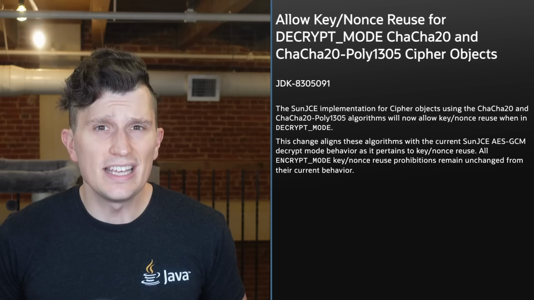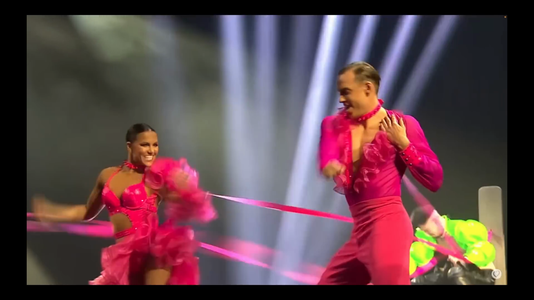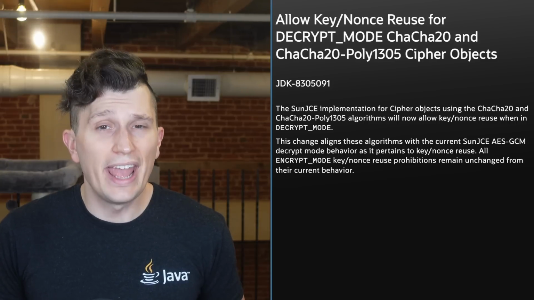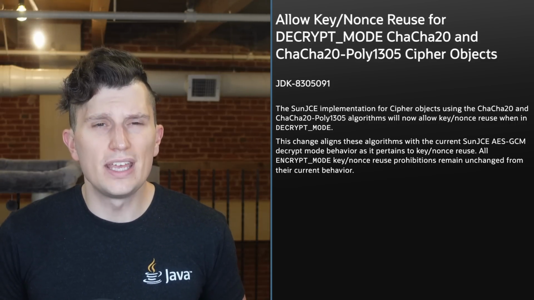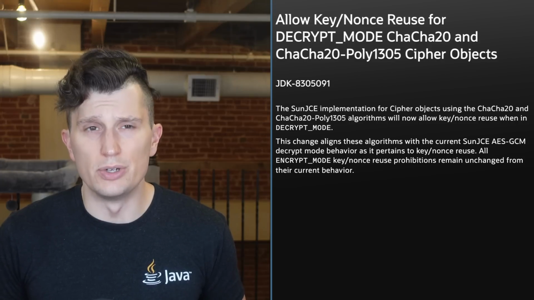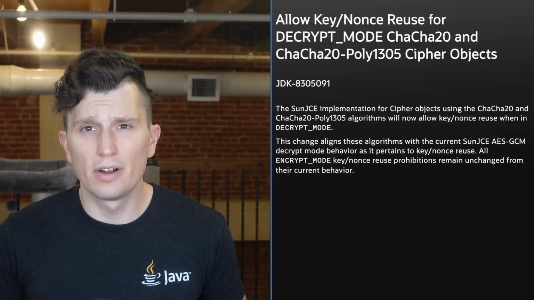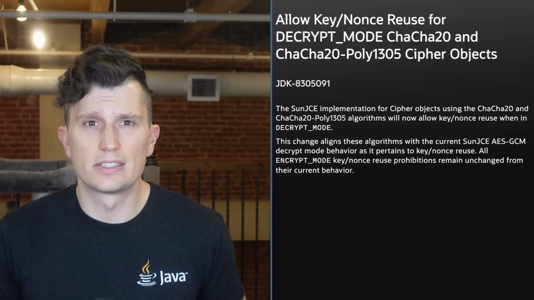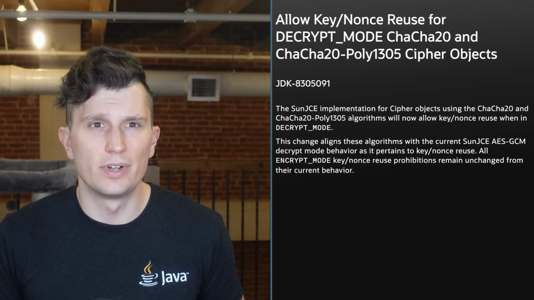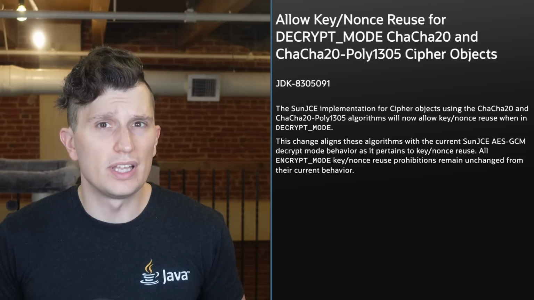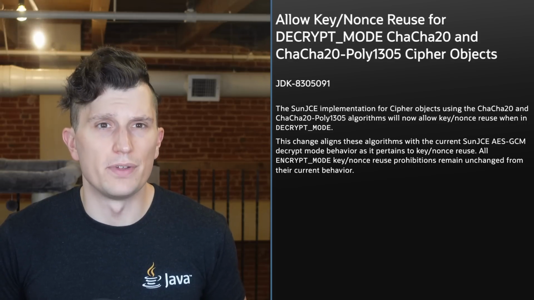The SunJCE implementation for Cipher objects using the ChaCha20 and ChaCha20-Poly1305 algorithms will now allow key nonce reuse when used in decrypt mode. This aligns these algorithms with the current SunJCE AES/GCM decrypt mode behavior regarding key nonce reuse. All encrypt mode key nonce reuse prohibitions remain unchanged from their current behavior.